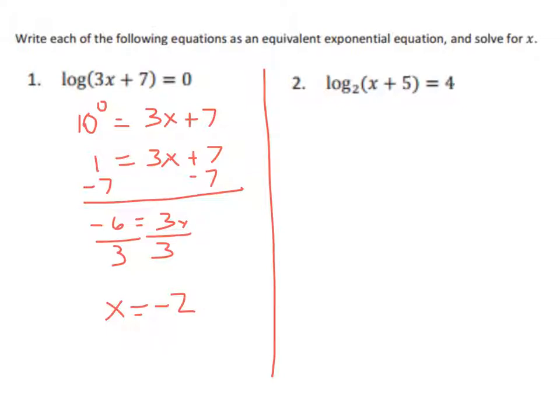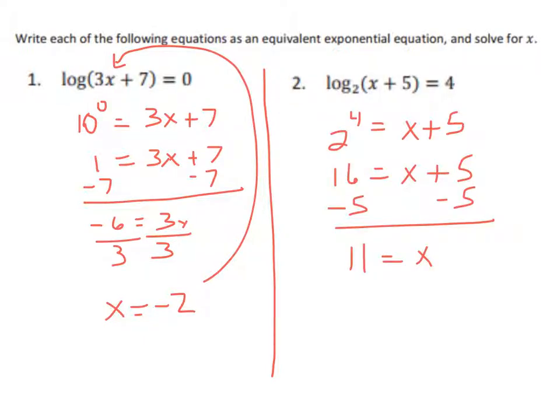And then just double check it. If I throw a negative 2 in here, what's 3 times negative 2? Well, it's a negative 6. Plus 7 is 1. And I can take the log of 1. We just can't take the log of 0 or below. And we're going to talk about that eventually in this unit. All right? Try number 2 and then check your answer. So pause the video and see what I got.